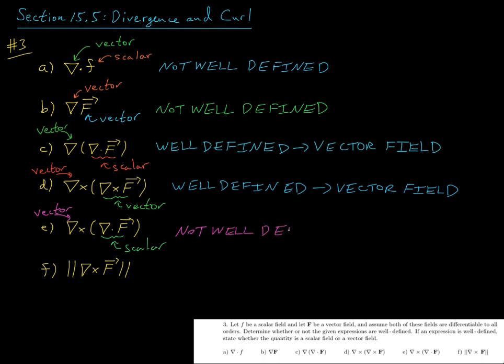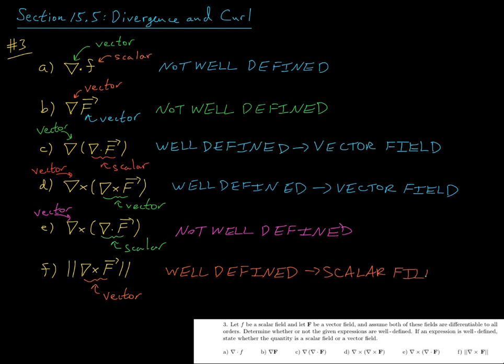Okay, and then lastly, we have part F, magnitude of del cross F. Well, del cross F, that's just the curl of the vector field F. This is a vector field. Does it make sense to take the magnitude of a vector? It certainly does, and so this is well defined. And what kind of field are we going to get from this operation? Well, here, you take the magnitude of a vector, you get a scalar. So here we're going to get a scalar field.